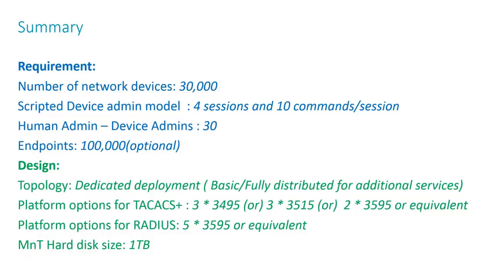So the platform options for TACACS are 3 3495s or 3 3515s, or you could have 2 3595s, or an equivalent of hardware in case you are using VMs. In case of Radius, you need 5 3595s to support 100,000 endpoints, and you need up to 10 3495s if you're still using 3495s. Remember, 3495 we have announced end of life, and it'll be good to upgrade your customer over to 3595 platform. The MNT hard disk space, we have seen that we require up to 1 terabyte of MNT hard disk space. So there you go. We have designed the new ISE deployment.